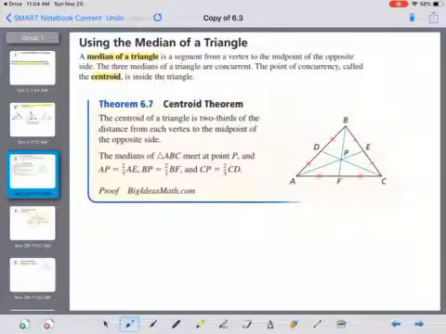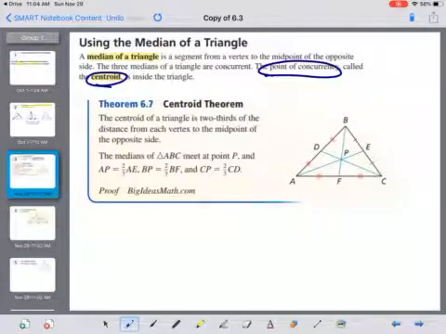The median of a triangle is a segment going from the vertex to the midpoint of the opposite side. But then when three medians of a triangle are concurrent, so they all intersect at that point of concurrency, that is called the centroid. So in this particular case here, we have P is the centroid of the triangle.